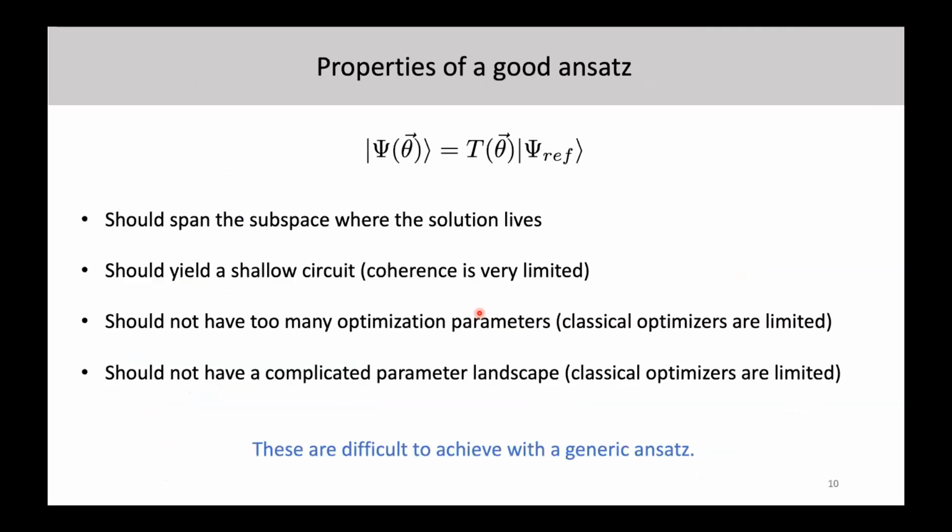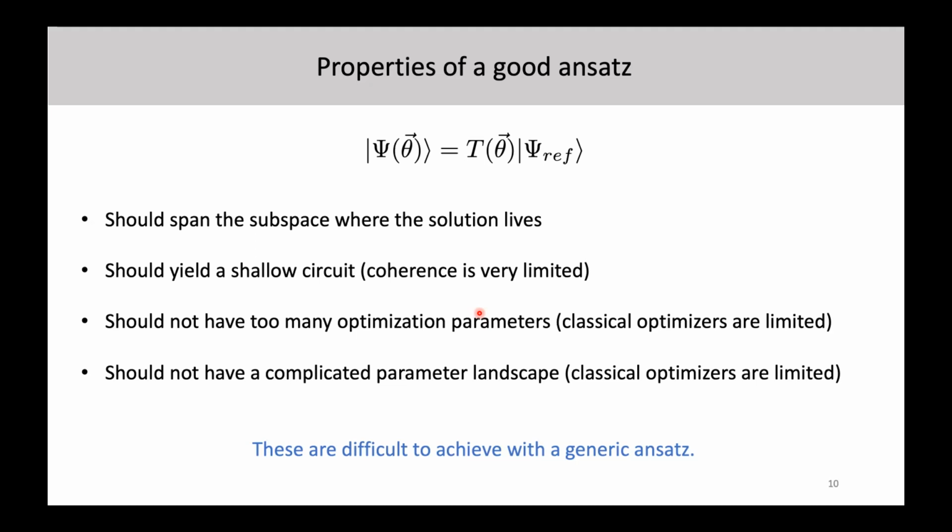So what are the properties of a good ansatz? A good ansatz should span the subspace where the solution lives. For example, it should span the right symmetry subspace if we know something about the symmetries of the target state we're after. The resulting state preparation circuit should be shallow enough that we don't run up against coherence time limitations.